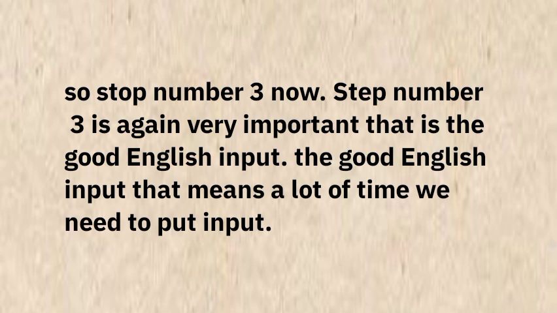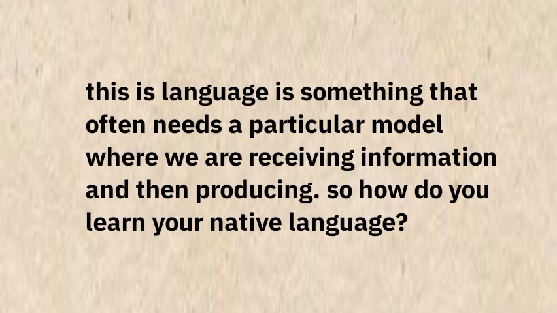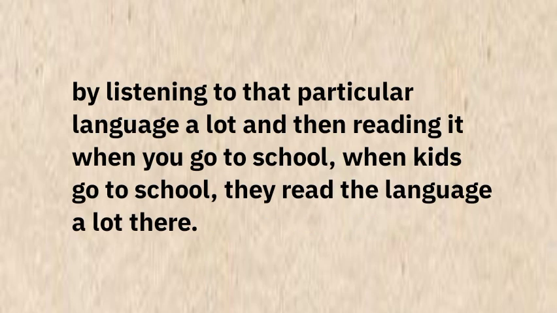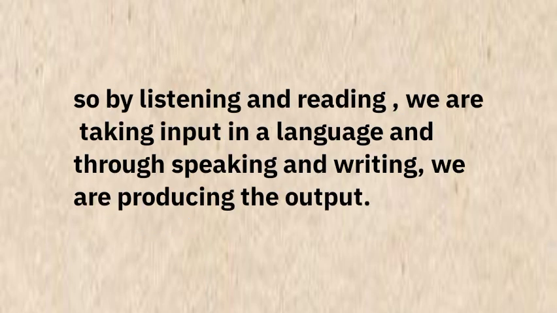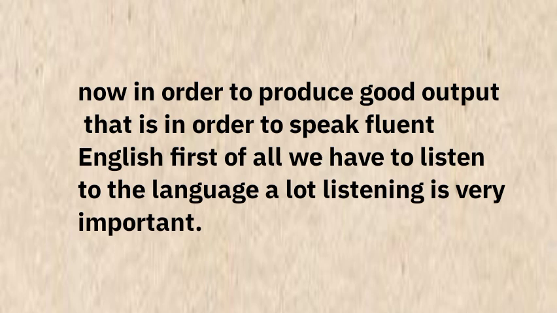So, step number 3 now. Step number 3 is again very important. That is the good English input. The good English input. That means a lot of times we need to put input. That is, language is something that often needs a particular model where we are receiving information and then producing. So, how do you learn your native language? By listening to that particular language a lot and then reading it. When kids go to school, they read the language a lot there. So by listening and reading, we are taking input in a language, and through speaking and writing, we're producing the output. Now, in order to produce good output, that is, in order to speak fluent English, first of all, we have to listen to the language a lot.